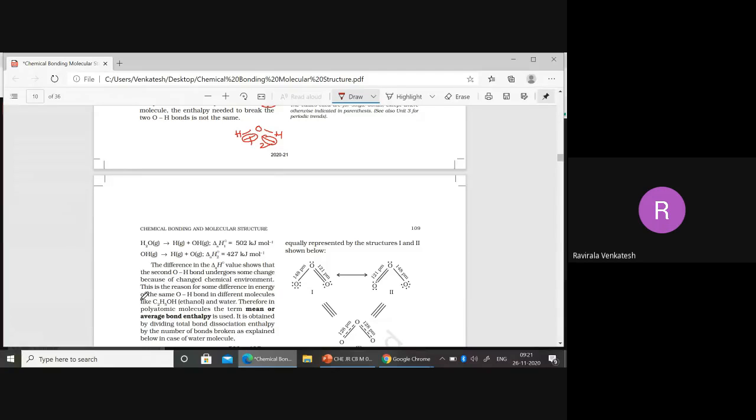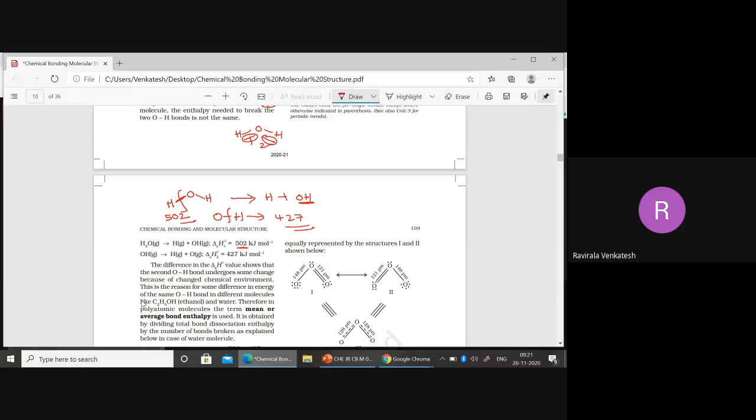Why? Because if you observe here, I'm breaking H-O-H. First of all, I'm breaking this bond. For breaking this bond, for 1 mole, the energy required is 502. After breaking this one, we get H plus OH. Next, I want to break the second bond, the OH bond. Breaking this bond needs only 427. Why? Because the second is very easy compared to the first, 502 versus 427. Water is a stable molecule, whereas OH is unstable.